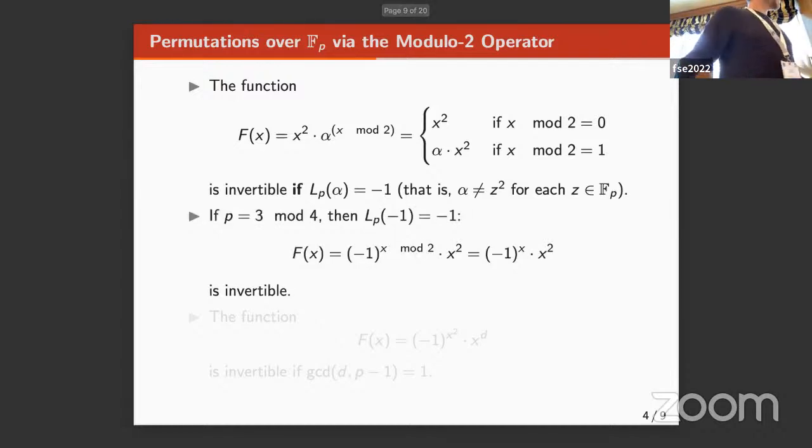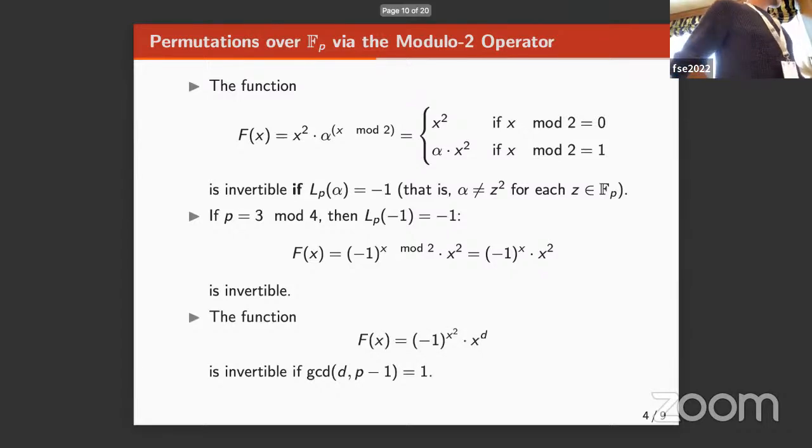Again, an example: we can fix alpha equal to -1, and this assumption is satisfied if p is equal to 3 modulo 4. In this case, I would like to observe that we don't have to compute the modulo 2 operation. We just have to compute the exponentiation. And finally, we can also slightly modify this function and get an invertible function like this, -1 to the power of x squared times x to the power of t, where this function is invertible if t and p-1 are co-prime.